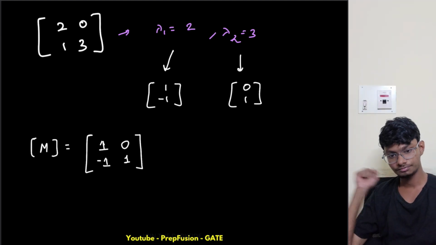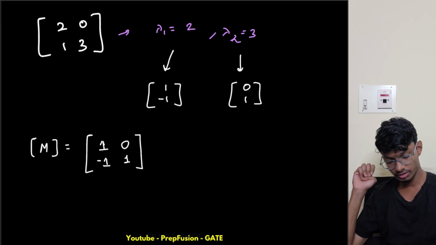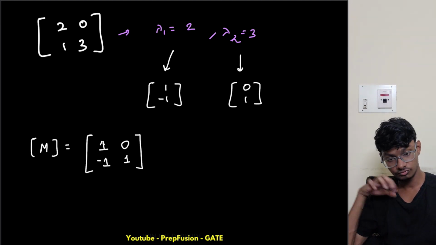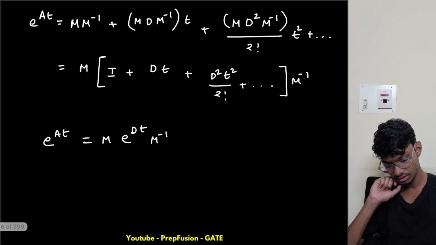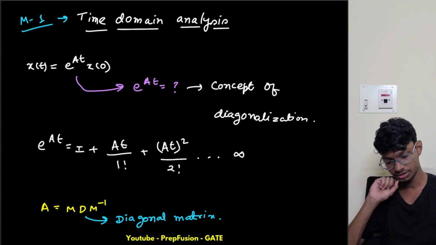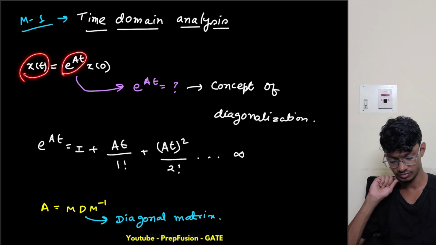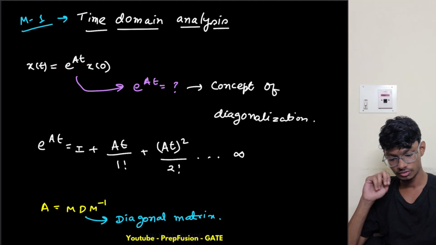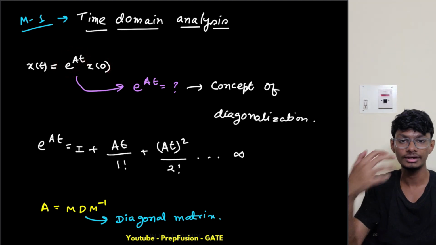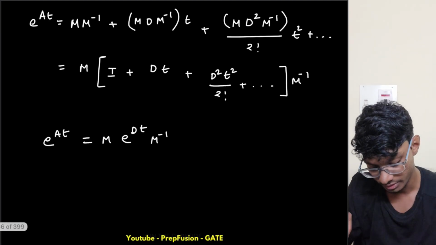Now what will be the equation? I will put this in the equation. We have to find the quotient, for finding x of t, we have to find e raised to power At, and we went in this direction to find e raised to power At. So x of 0 we know, but we now have to compute e raised to power At.